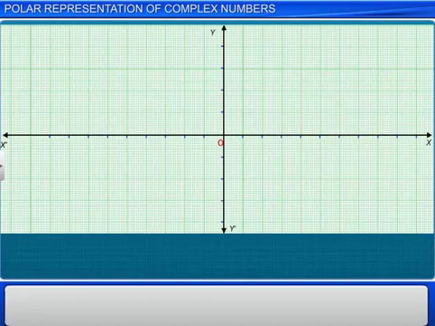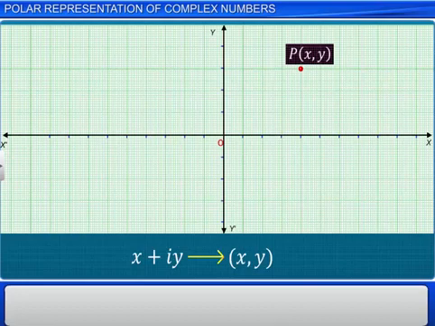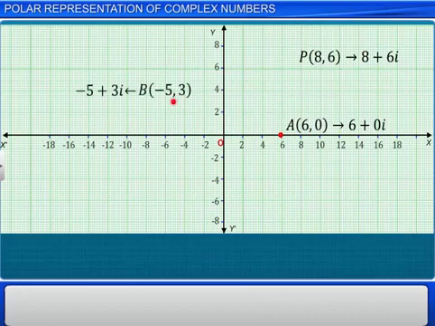Let's consider an ordered pair x, y, which is represented by point P in the xy plane. If this complex number corresponds to the ordered pair x, y, then it can be represented by the unique point P(x, y) in the xy plane. Conversely, each point in the xy plane represents a unique complex number. In the figure, each point in the xy plane represents an ordered pair corresponding to a complex number.